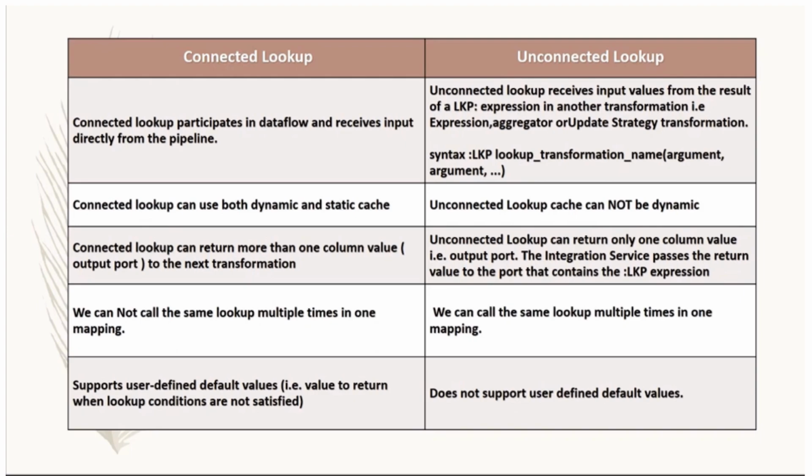Coming to the fifth point, a connected lookup supports user defined default values, which means when the lookup condition is not satisfied, we can return user defined default values. When it comes to the unconnected lookup, it does not support user defined default values. So guys, these are the main differences between the connected lookup and unconnected lookup. I hope you understood these differences.